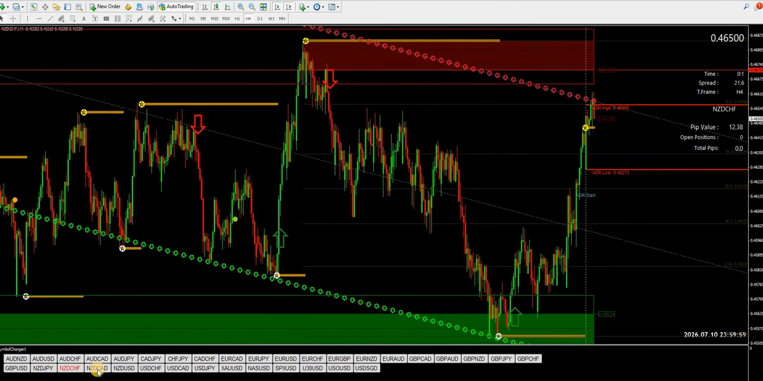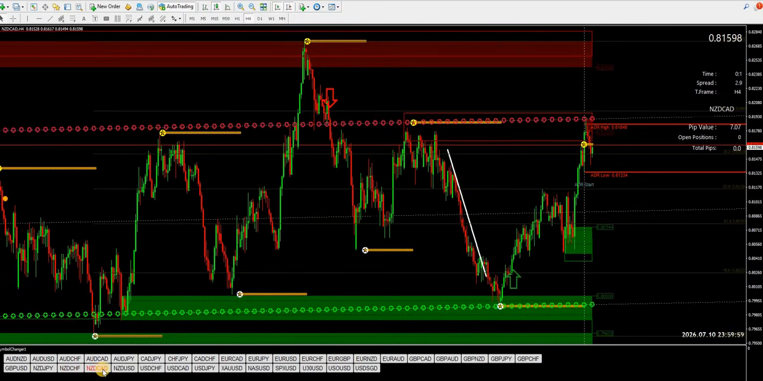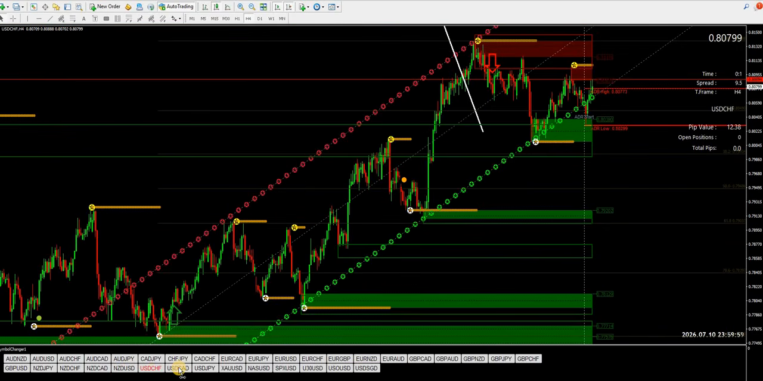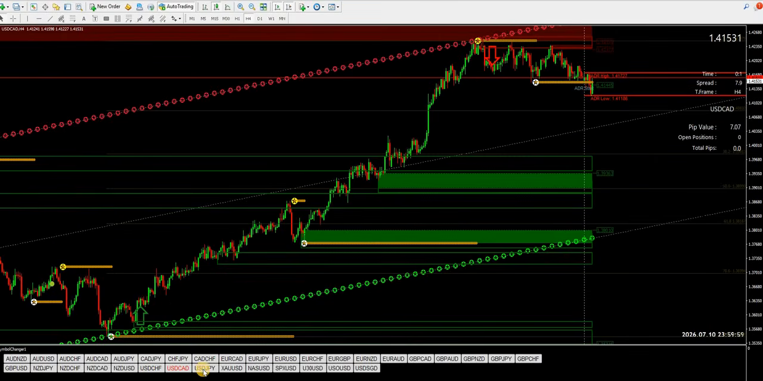All right. A nice shoot up on the NZD pairs. They were dropping like a rock, and then they just hit that support level right there, and then boom. So we're going to keep an eye on the NZDs. NZDs are more of my favorite pairs to trade anyway. They're not as raggedy as the other pairs.